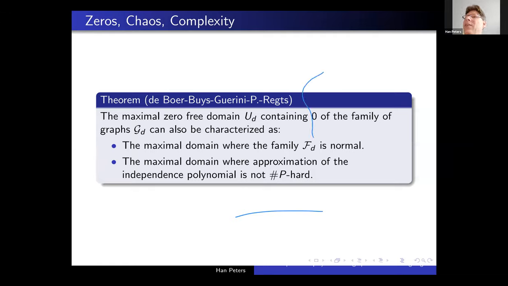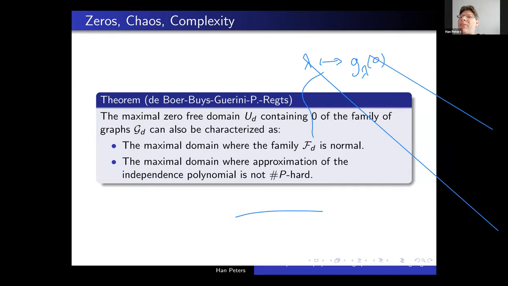this Fd, it's the maps, lambda, sorry, small lambda, goes to G lambda evaluated at zero. Sorry about those lines. Okay, so the zero-free domain is the same as the normality region, and you can easily imagine that if you're zero-free, then you must also avoid some other values. So by Montel, you're a normal family. The other direction is a little more subtle.